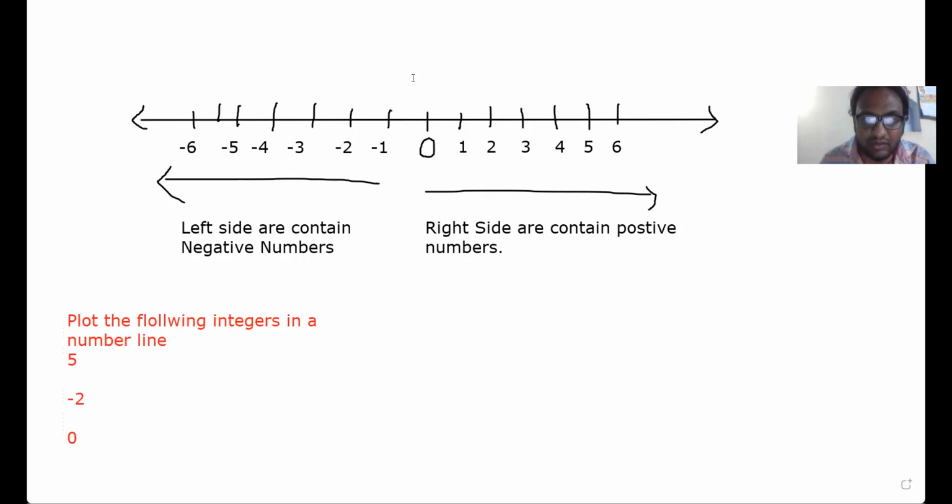What we have to do is simply plot the numbers. First of all, 5. You know that 5 lies to the right side of 0. So we have to mark positive 5 here. This is positive 5. Similarly, minus 2, you can easily see that this is minus 2. If you want to plot 0, this is the point 0.